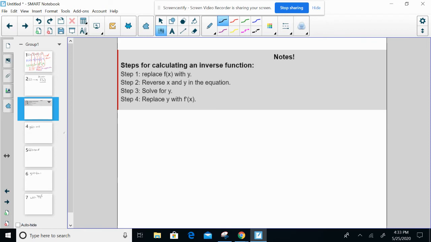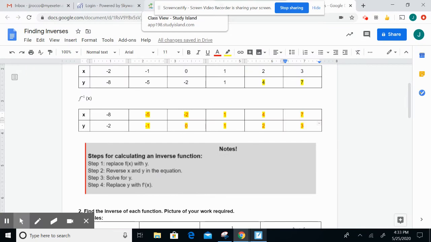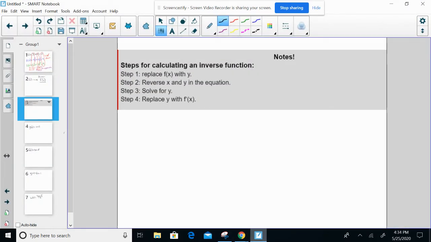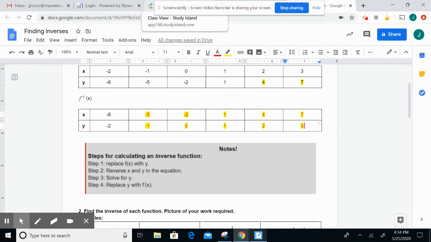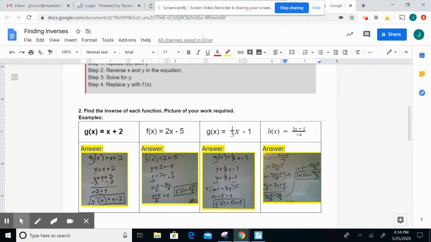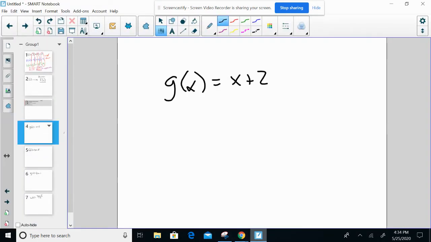Step 2, reverse the x and the y. Just like we did, you're flipping the x and the y to find the inverse. This is a way to do it mathematically. Step 3, solve for y and replace the y with f of negative 1 of x. Now, let's actually do it. I already have my work plugged in here. You do need pictures of your work for this one, but here we go.